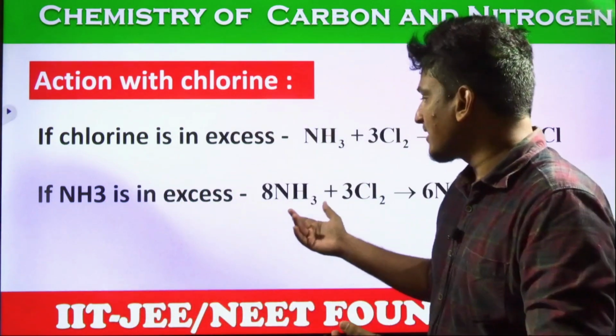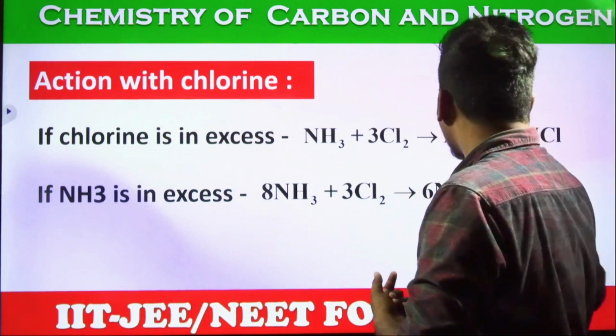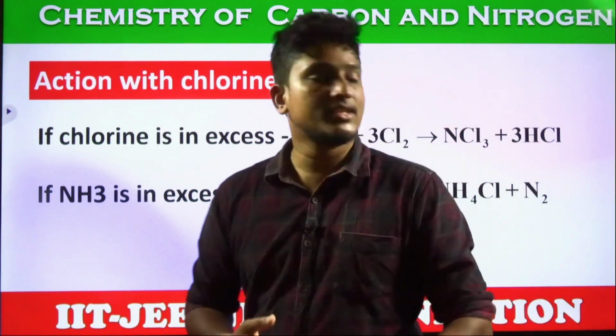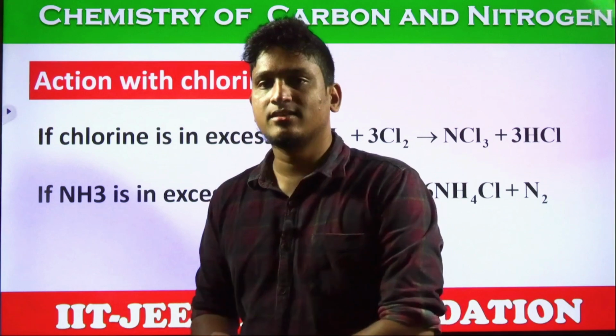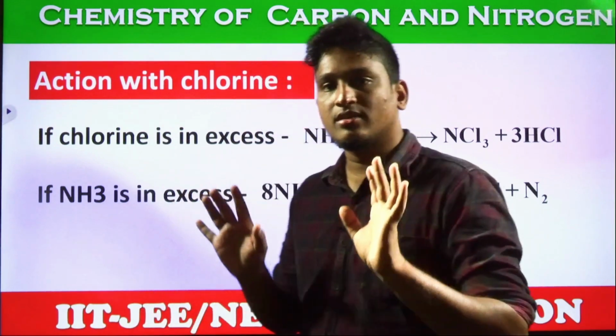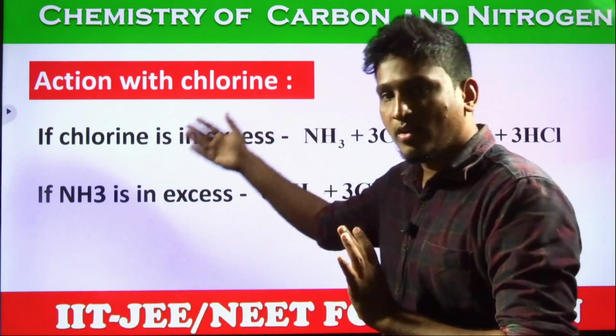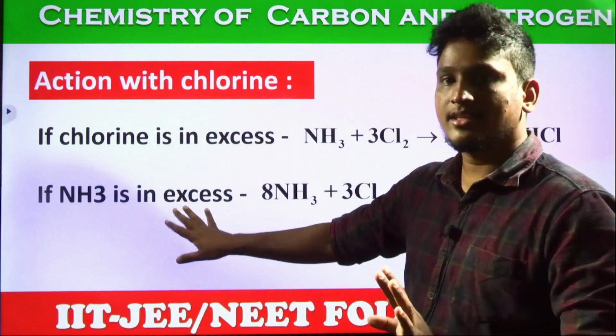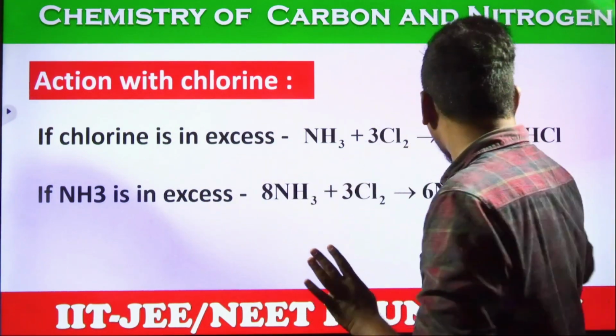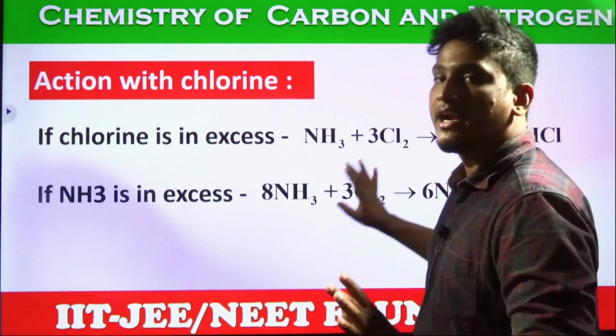So ammonia, if it is in excess, what does it form? It produces ammonium chloride and nitrogen gas. So these are the two reactions which you have to remember. The products, if chlorine is in excess or ammonia is in excess, what products are expected? What is the gas released, whether HCl or nitrogen gas?